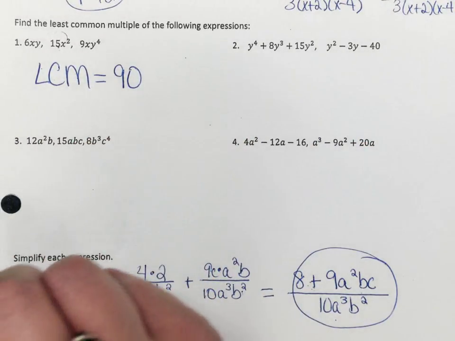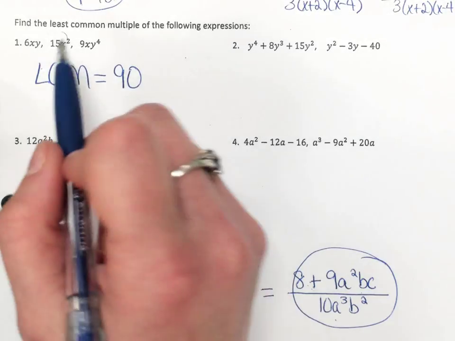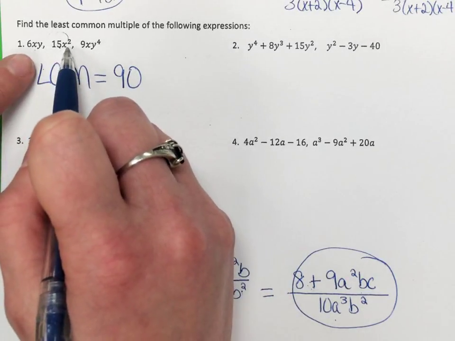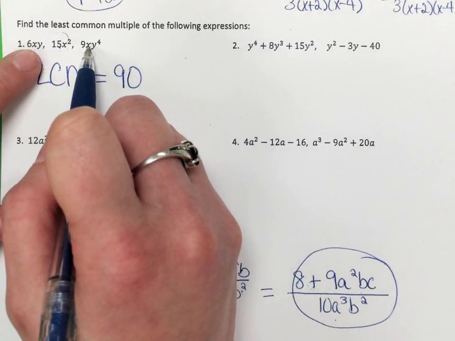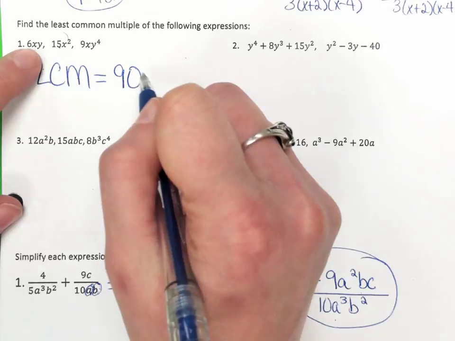All right, so pretend like these are all denominators, okay? So you have x, you have x squared, and you have an x. What would I need on the bottom to make them all become exactly the same? X squared. There you go.